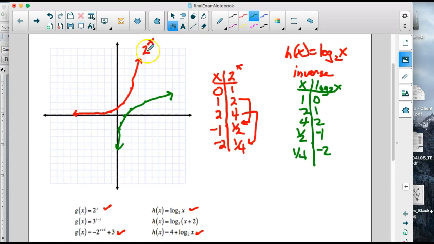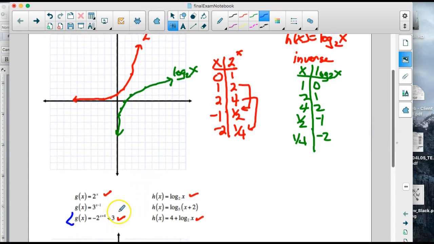So this one would be log base 2 of x. Now, the other two functions I've checked off are just translations of this one. So if I say that this is my blue graph here, I would just translate the function based upon these things that have been done to it. So this is going to be moving it up 3, to the left 4, and it will be reflected. So this reflects it. Okay, so we have negative 2 to the x plus 4 plus 3.